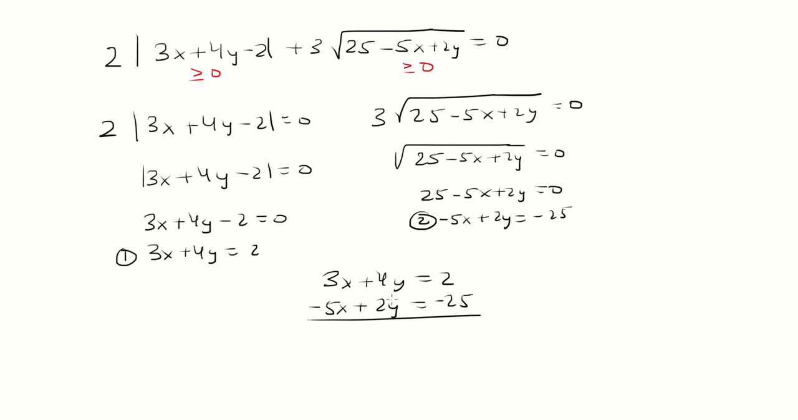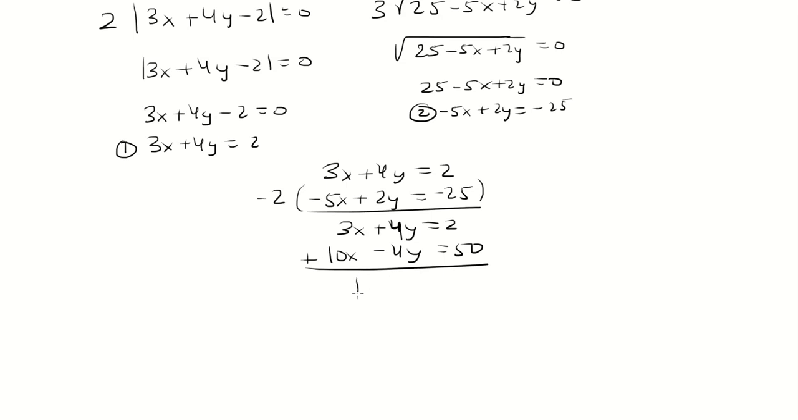In order to solve this, let's first get rid of the y's. We'll multiply the bottom by negative 2. And then we have 3x plus 4y equals 2. So negative 2 times negative 5x is 10x, minus 4y equals 50. And so if we add this, 13x is 52, which means x is 4.